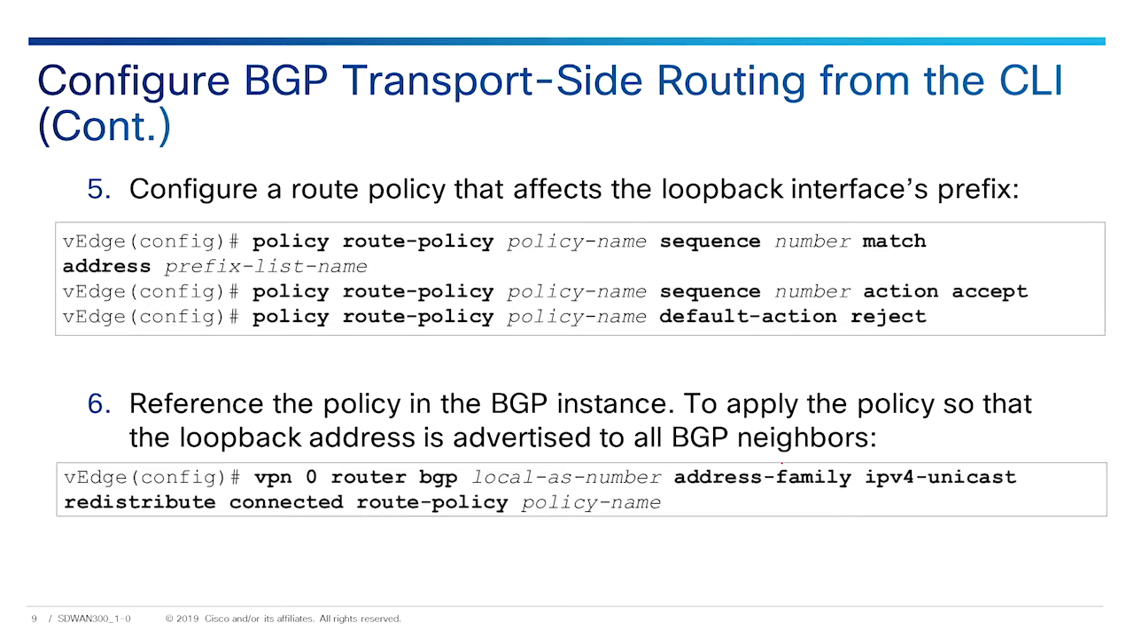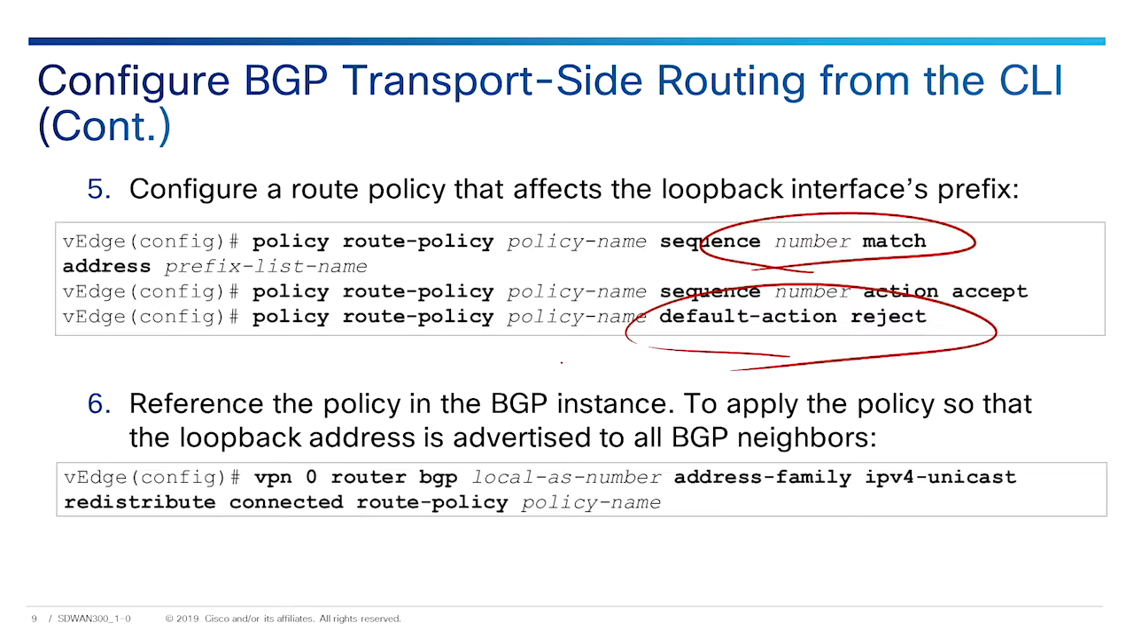And then we can do a route policy to affect that loopback interface's prefix, right? Because we want to make sure that we advertise the loopback, so we want to match that, but we want to reject everything else. Remember, we're only trying to advertise the loopback's prefix. And then if we want to, we can apply that to only a specific neighbor. The loopback's advertised to all neighbors, and we can also block it to specific neighbors as well.